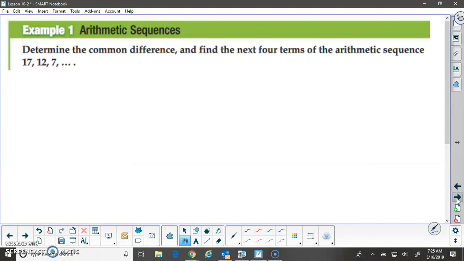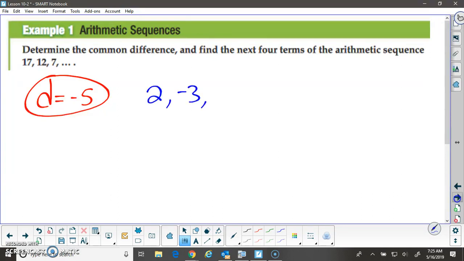This problem says determine the common difference and find the next 4 terms of the arithmetic sequence. The reason you know this is arithmetic is because it's going down by 5 each time. So that determines that our common difference is -5. And then to find the next 4 terms, we would just use that common difference to get 2, -3, -8, and -13.